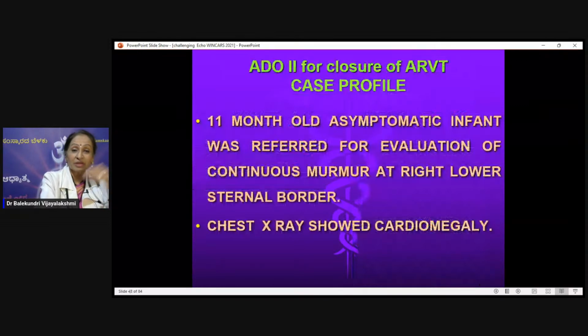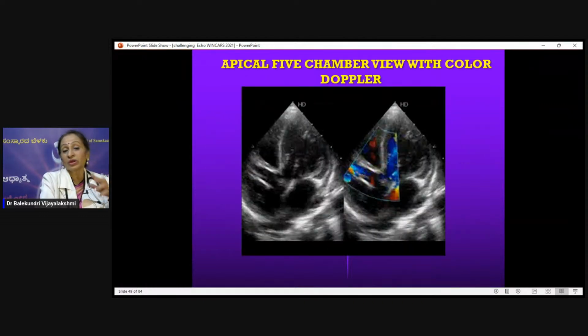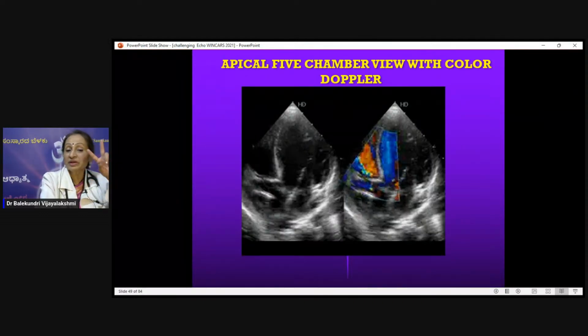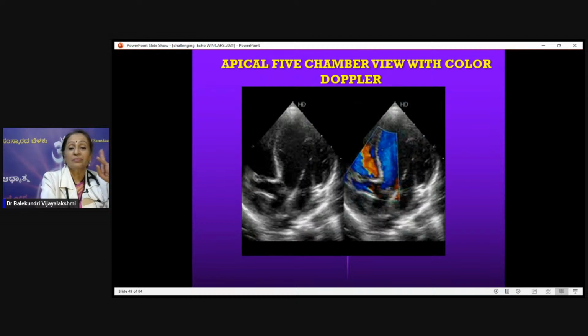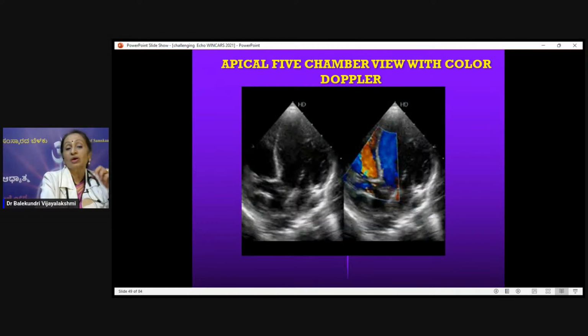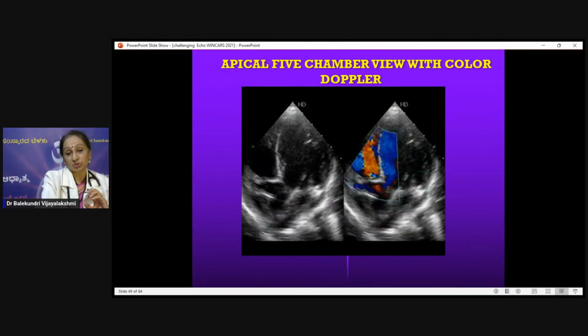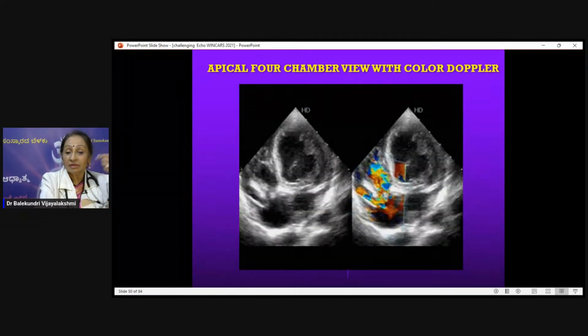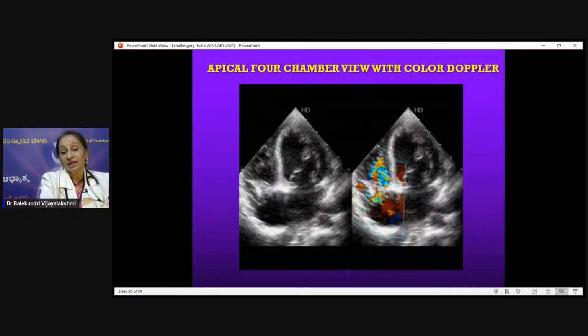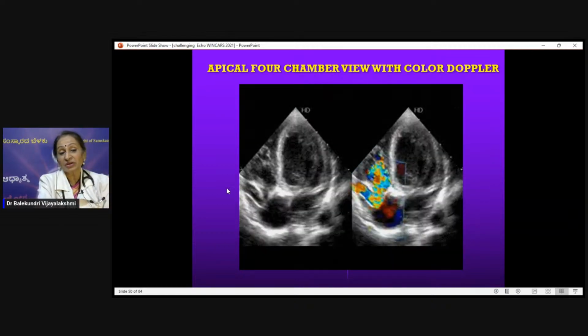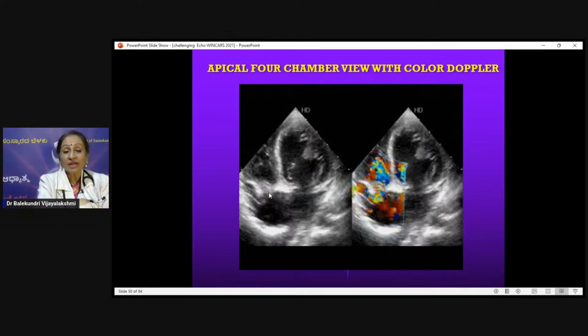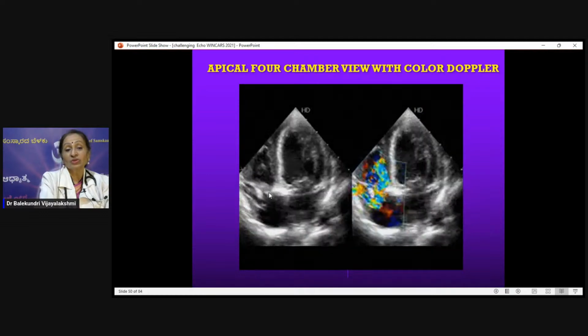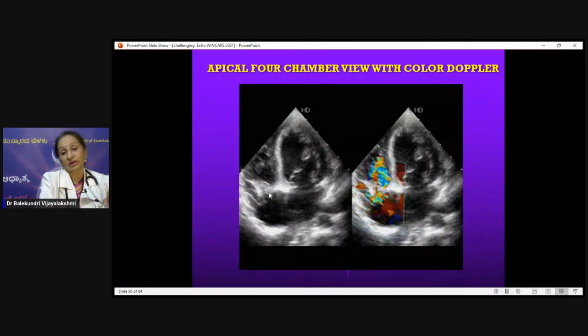So this is an 11-month-old child. This infant again came with a continuous murmur, and when we did the echo, it looks as if the aorta is split into two. So whether it is a double aortic arch or whether it is a tunnel, one has to be very careful. And before closing, I did the echo, and here you can see that the extracardiac portion comes into the RV, and then it is opening into the RV. So this was an aorta to right ventricular tunnel.